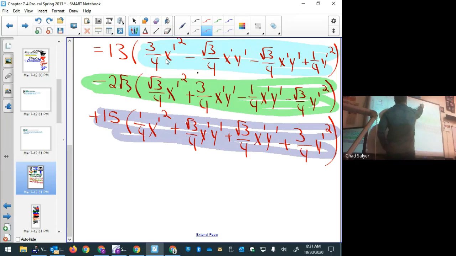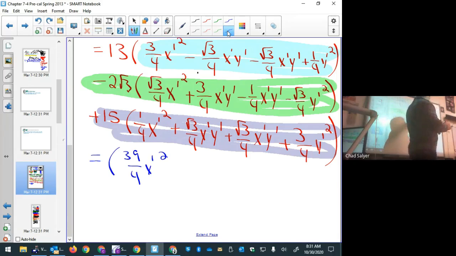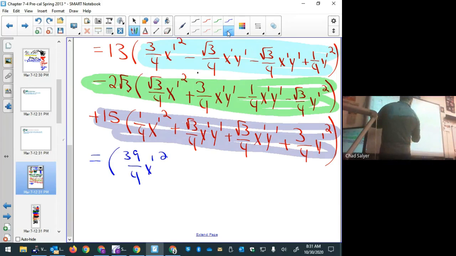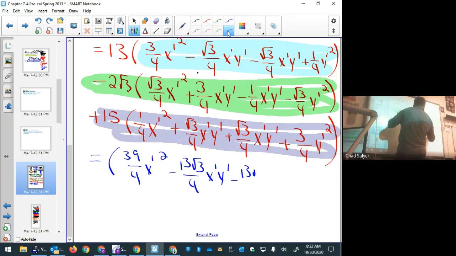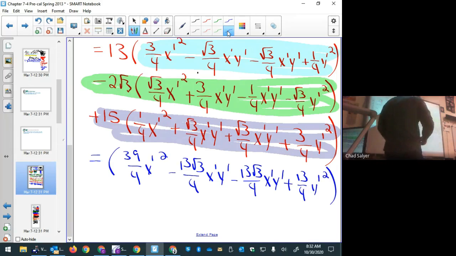Okay, so let me get the blue pen now. So this is going to be 13 times 3, 39/4 x prime squared. And then if I combine these two terms, well, I'll wait and do that next. So minus 13 on the square root of 3/4 x prime y prime, minus 13 on the square root of 3/4 x prime y prime, and then plus 13/4 y prime squared. So that's distributed in the 13. That's all I did.